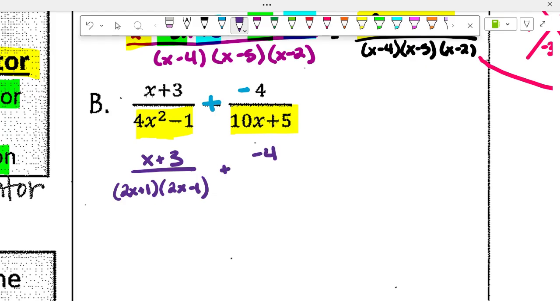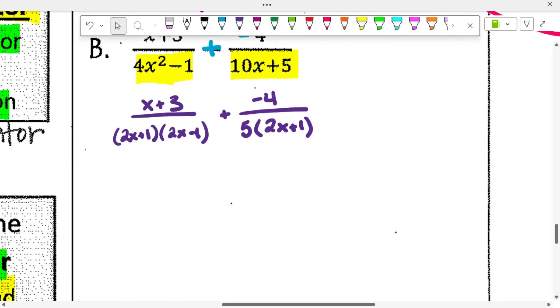Plus negative 4. What's the only thing I can pull out of 10x plus 5? A 5, a GCF of 5. If I do that, what am I left with? 2x plus 1.